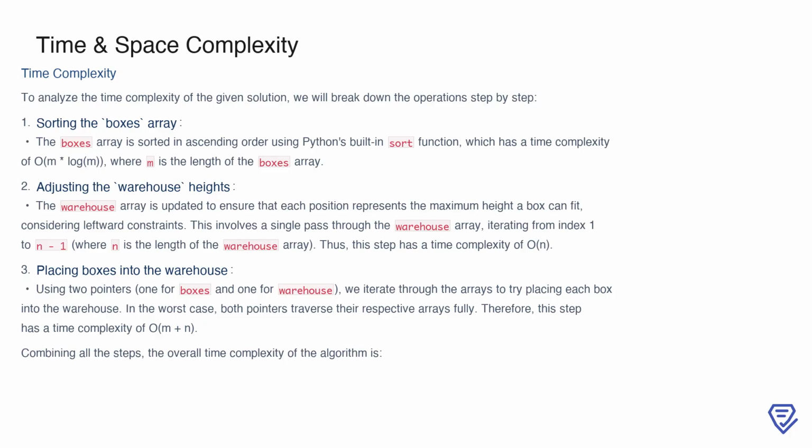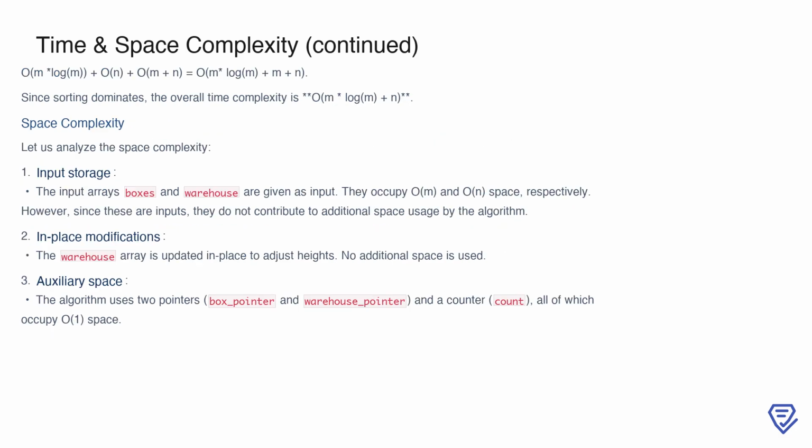When we combine these steps, the overall time complexity becomes O(m log m) plus O(n) plus O(m + n). This expression simplifies to O(m log m + m + n), but since sorting dominates the asymptotic behavior, the final time complexity of the algorithm is O(m log m + n).